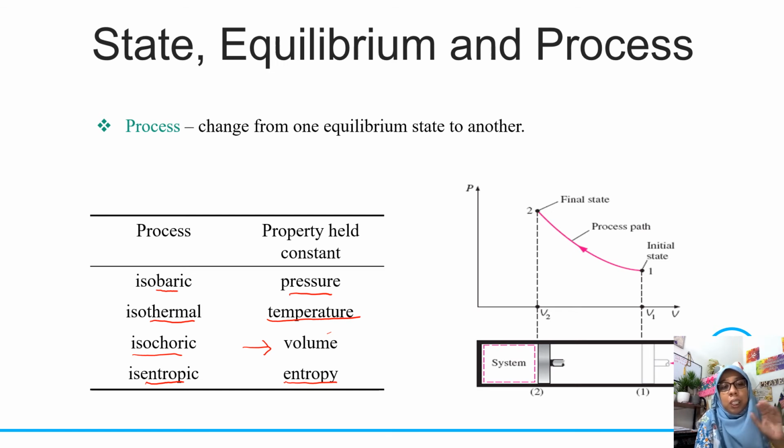Kadang-kadang dalam soalan dia tak bagi tahu pun pressure 1, pressure 2, tapi dia bagi tahu dalam soalan tu. Itu adalah proses isobaric. Jadi awak dah tahu dah, pressure 1 mesti sama dengan pressure 2. Okay.